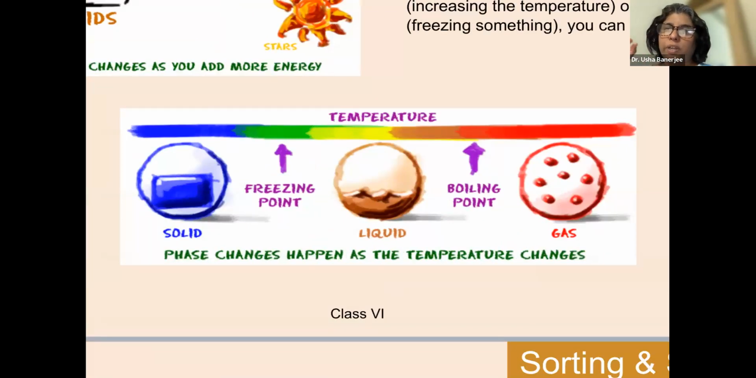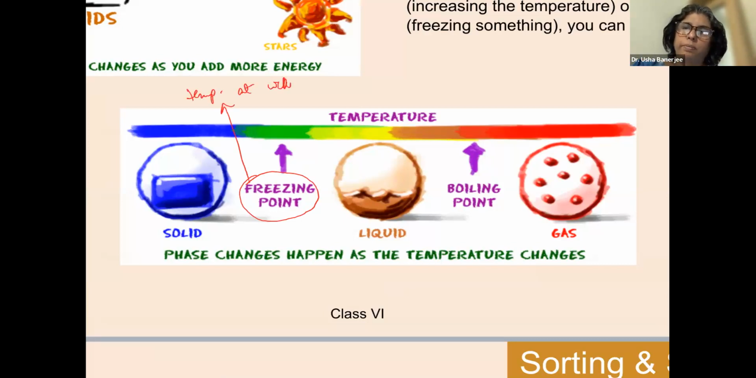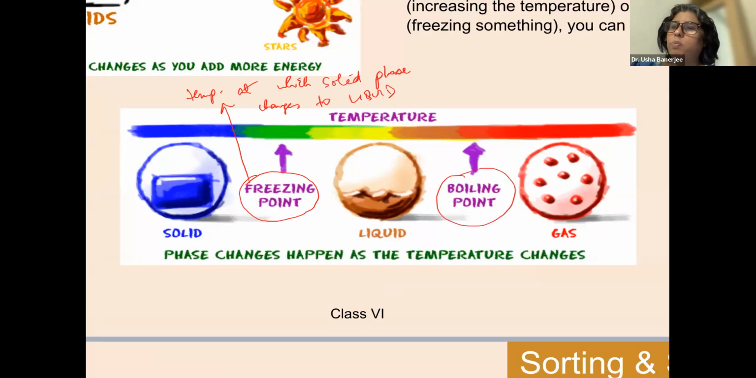So what happens when phase changes happen? This is important. What is freezing point? The temperature at which solid phase changes to liquid phase. What is boiling point? Again, the temperature at which liquid changes to gaseous phase.